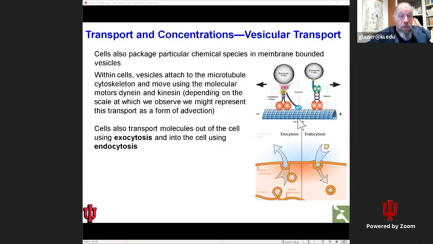Again, we are generally not going to model active transport, but we need to be aware of it, and when it's there, we have to think about how to deal with it.